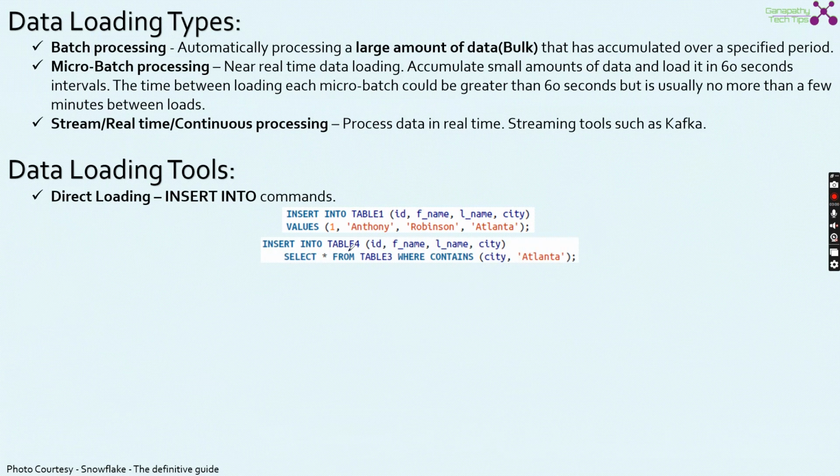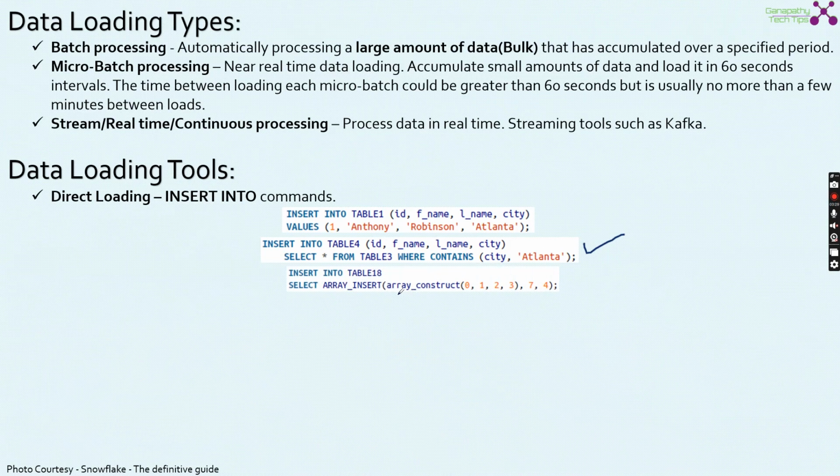Moving on, we can insert the data into one table from another table as well. Here is the example. We are inserting the data into table 4 from table 3, which has a similar schema, meaning the same ID, F name, L name and city are there in table 3 as well. And we are just loading the Atlanta related values into table 4. These types of commands are very common and widely used across the industry. Even in production, you can see a lot of commands like this.